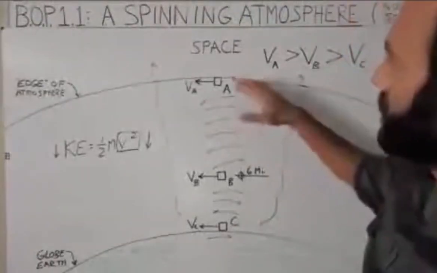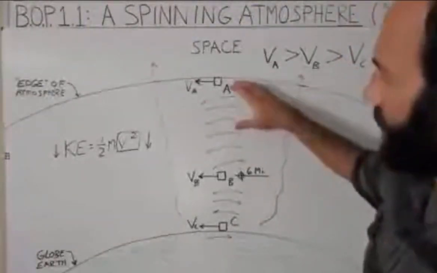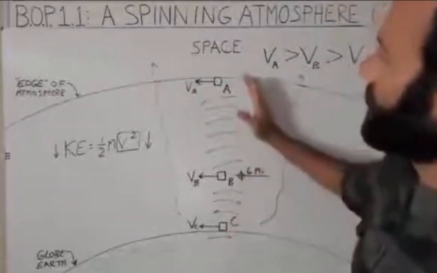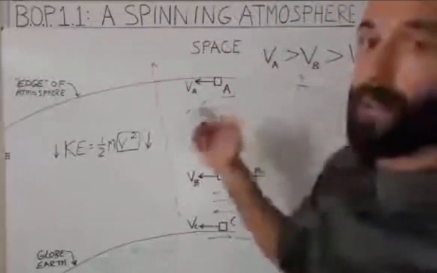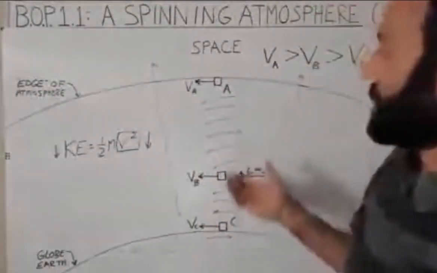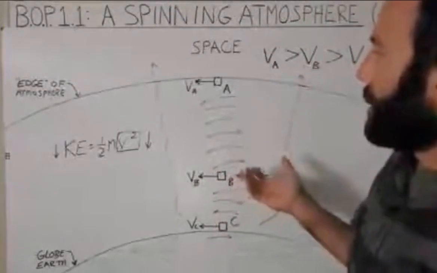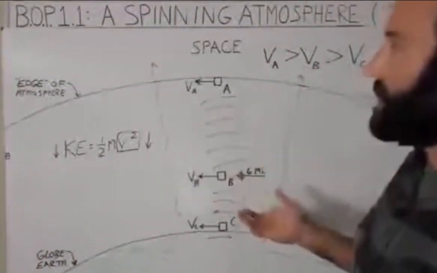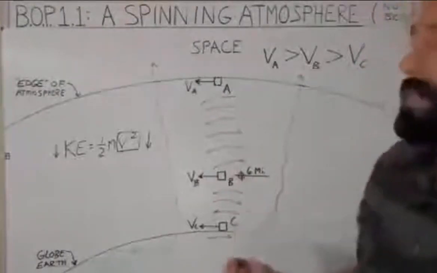So not only does the speed of the air relative to the surface of the Earth have to increase as you go up in elevation, because the length of the path, the circumference, increases, we also have this problem with losing energy. I don't understand how this could work.